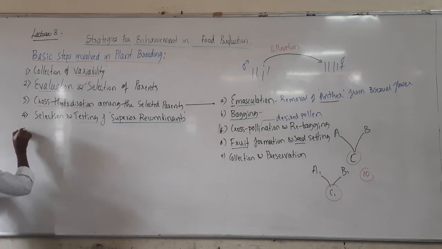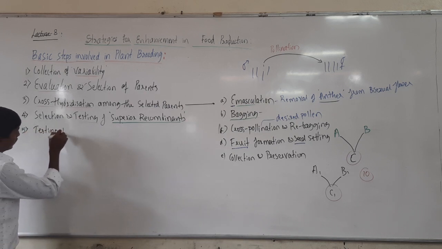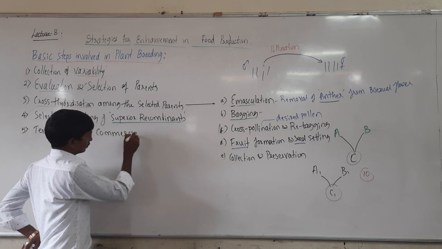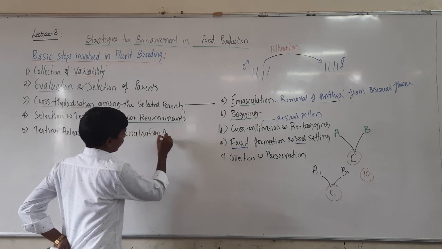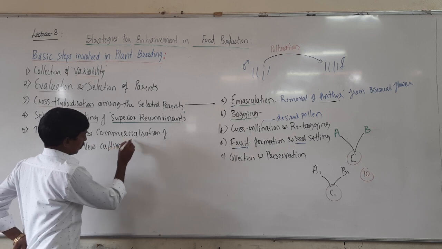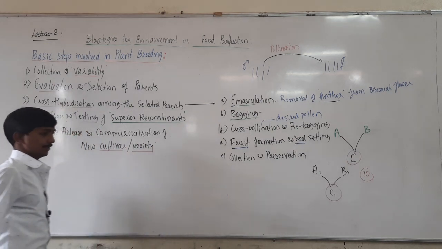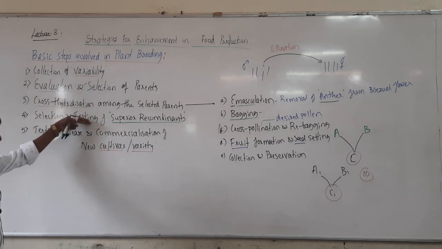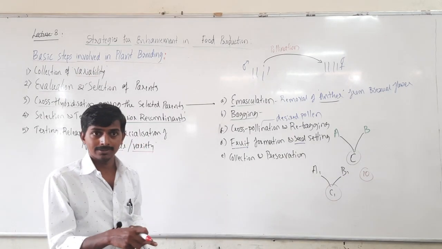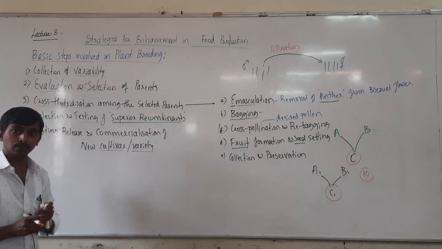And the last step here is very important: testing, release and commercialization of a new cultivar or new variety. A new cultivar is also known as a new variety. By following all these steps, one high yielding variety is found, then that high yielding variety will be selected as a new cultivar, a new variety.